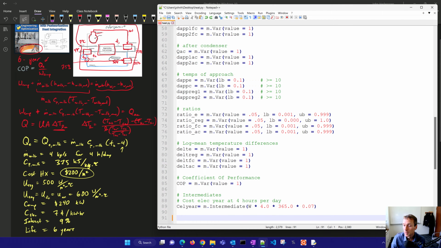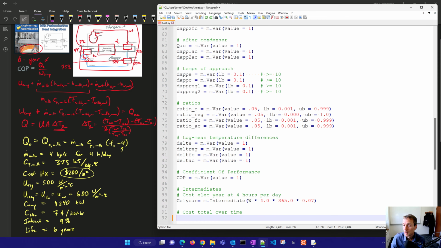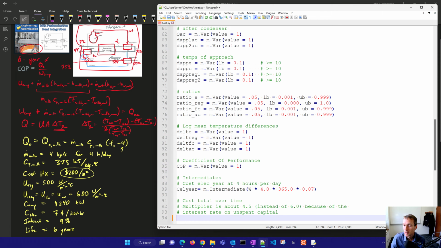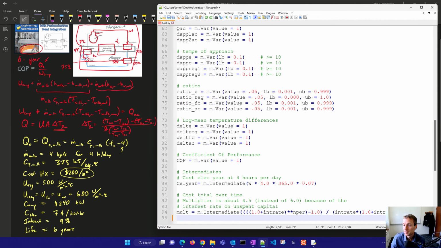I'll put some intermediates here, the cost of electricity at 4 hours per day. Now, one of the ways you could increase the economics of this is to operate for more hours of the day and process more milk, but we're just going to assume 4 hours per day. Cost over time, the multiplier is about 4.5 instead of 6 because of the interest rate on unspent capital.